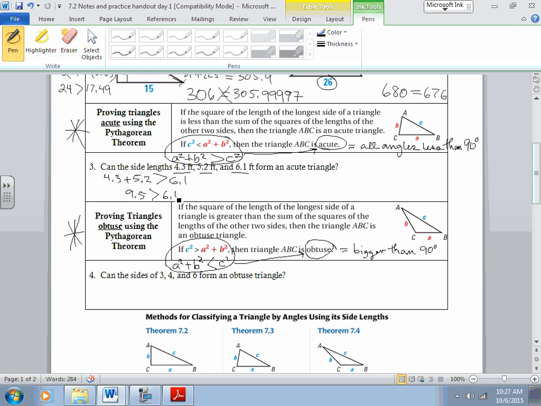Is it an acute or is it an obtuse triangle? So which side, what number, am I going to plug in for c?